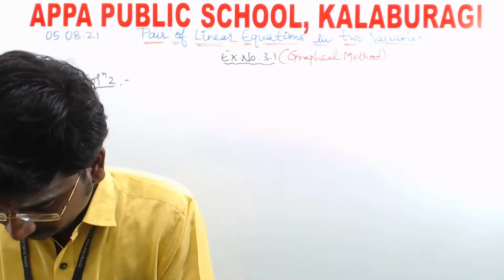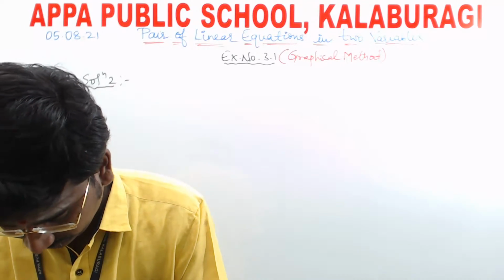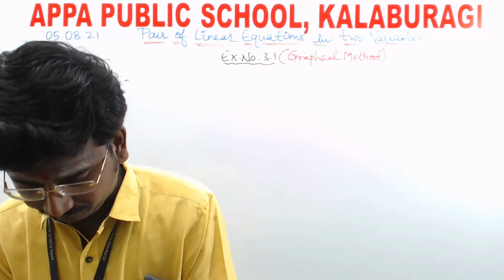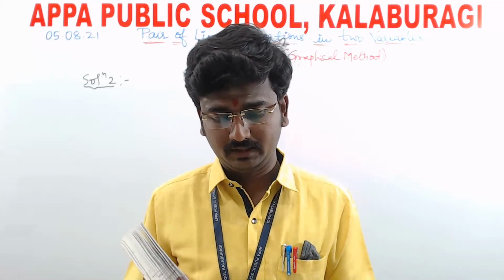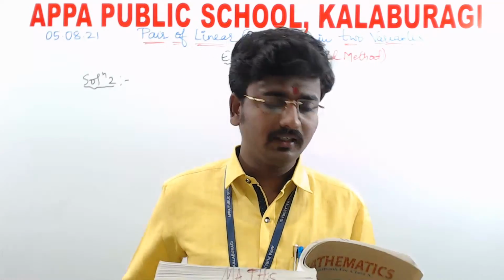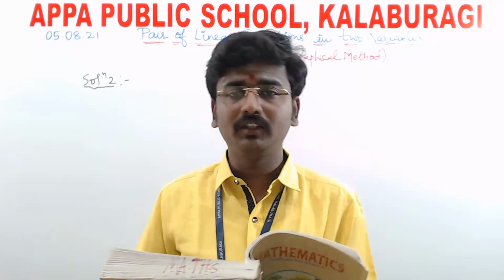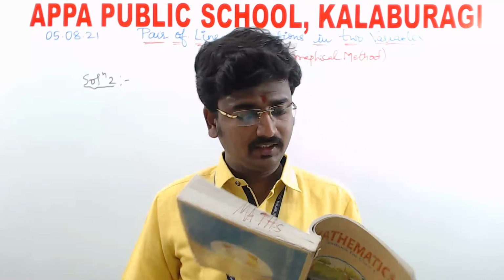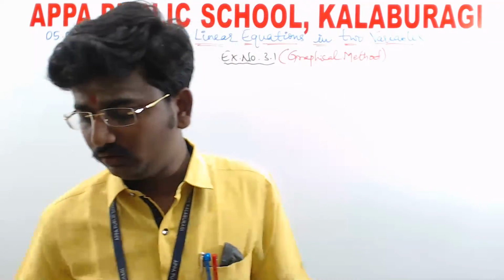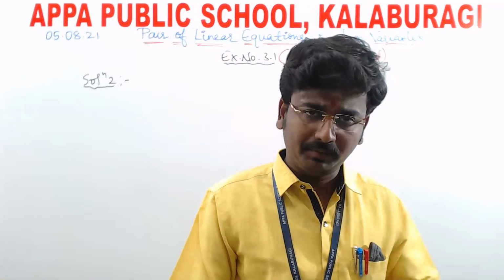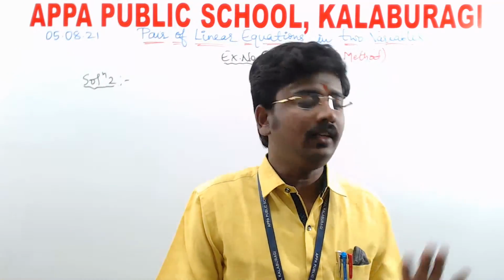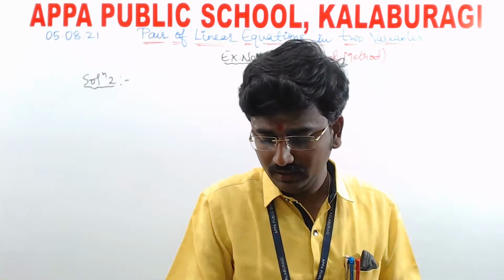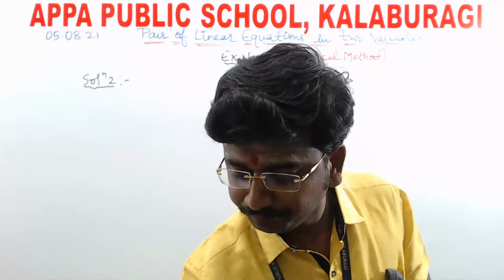the problem is based on some bat and ball, I guess. The coach of a cricket team buys 3 bats and 6 balls for rupees 3,900. Later, she buys another bat and 3 more balls of the same kind for rupees 1,300. Represent this situation algebraically and geometrically. It means we have to form algebraic equations, that is, a pair of linear equations in two variables, and then represent them graphically. Okay, so now let me solve this problem.